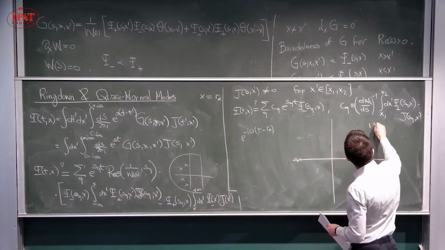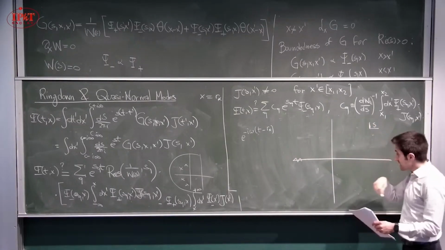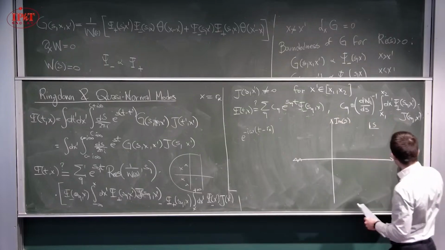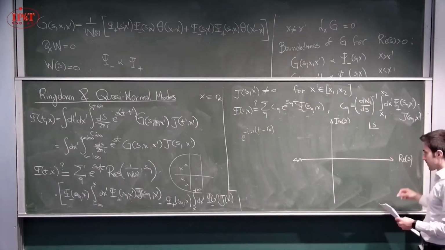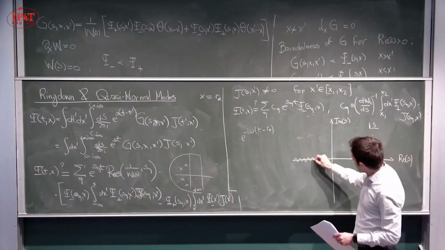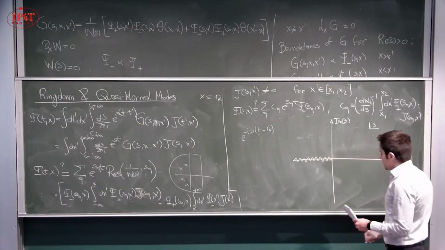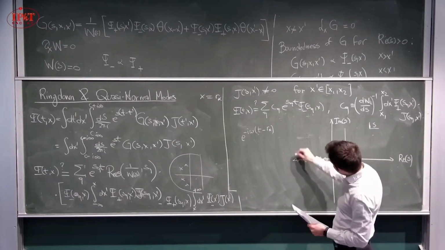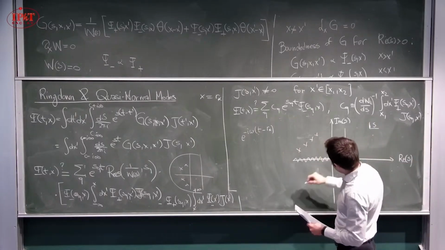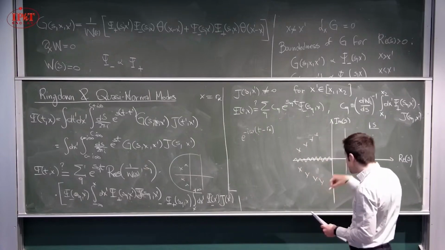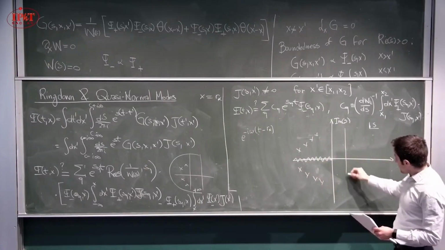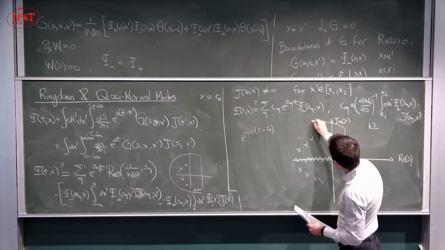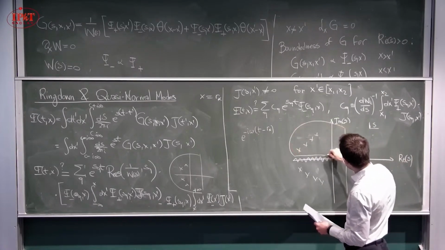So this is the complex plane for s. This is the imaginary part of s, and this is the real part of s. There is a branch cut here, and the poles lie like here, if you want. And this is the integral that we are computing. So we are taking the contour here, and then we go around.